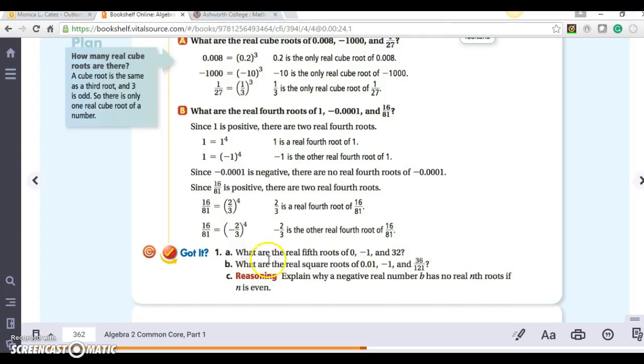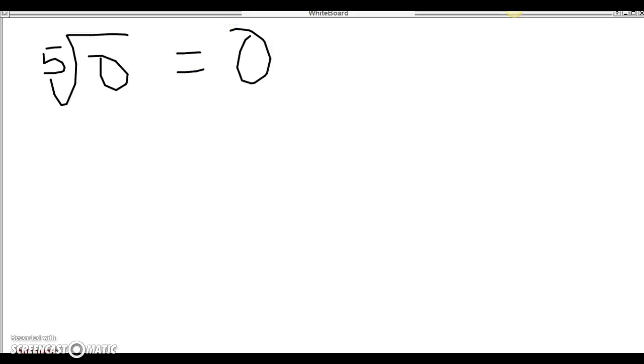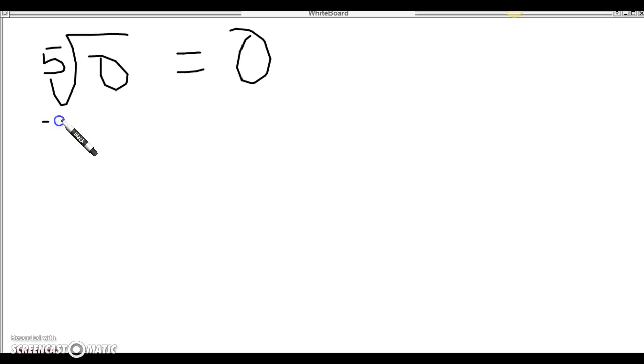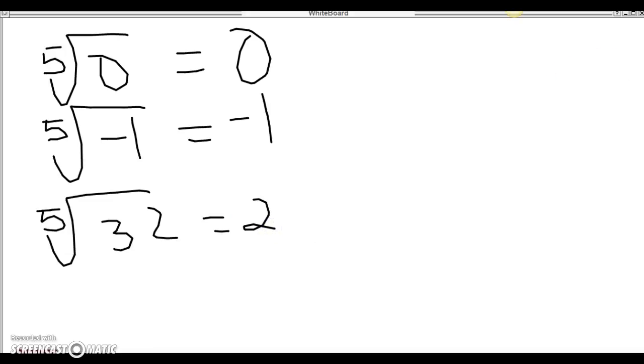I'm going to clear out my board. It says, what is the real fifth root of 0, negative 1, and 32? For the fifth root of 0, remember they told us that any root of 0 is just 0. And this is odd, so I'm only going to get one answer. The fifth root of negative 1 is negative 1. And the fifth root of 32 is 2.